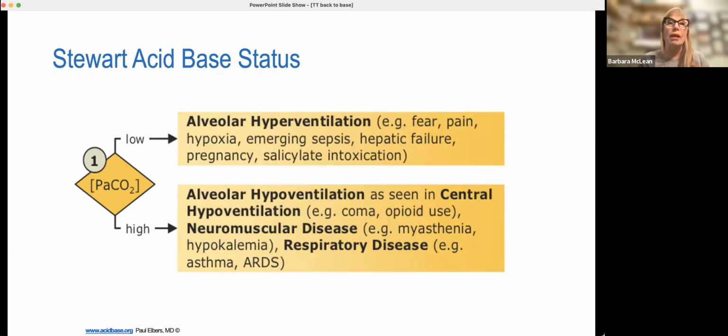So now let's apply that to Stewart. And this is a little intense, so don't get too lost in it, because this is what brings us to really looking at our base deficit and understanding strong ion dissociation or Stewart ion dissociation. Words that you never, ever have to say. You just have to say base deficit. That's really all you need to think about.